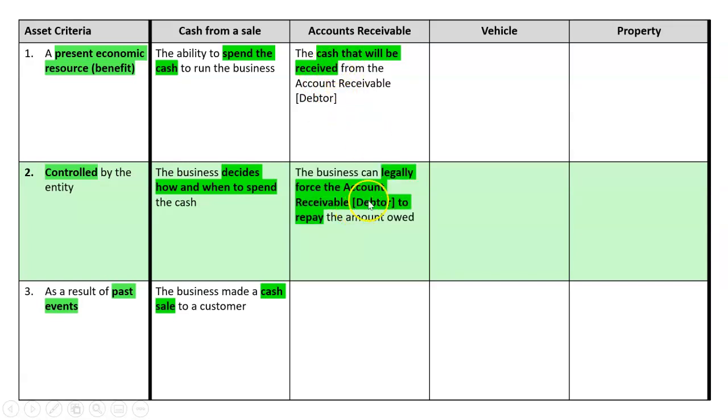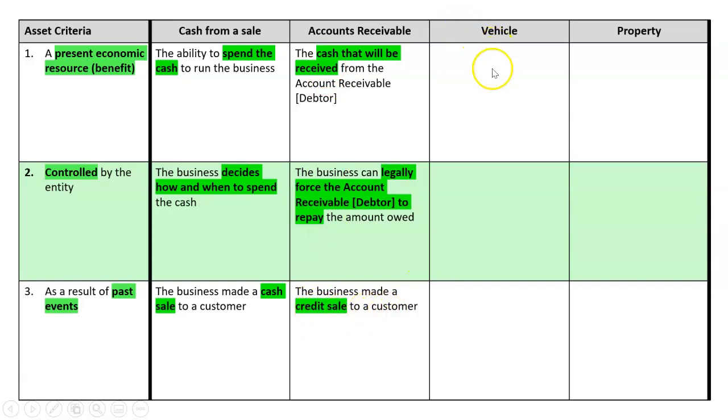It is controlled by us. We can legally force the account receivable debtor to repay. We control that there is a debt and that it will be paid. It's not like they can just say, don't want to pay it. We kind of control that other entity, in this case, the account receivable. What was the past event? Well, we provided a credit sale. Maybe it was a service or we sold some goods, whatever it is, that is the past event. There was a sale and a transaction made to the customer.